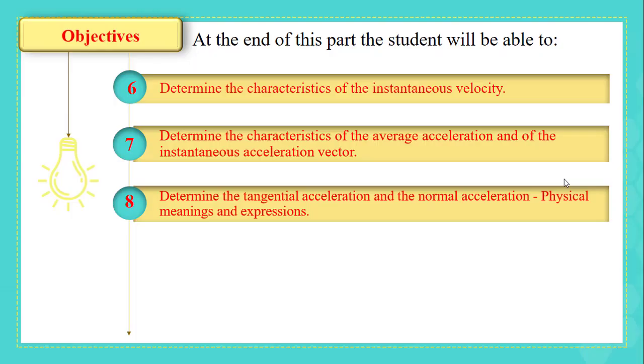In the previous part, we have determined the characteristics of the instantaneous velocity. At the end of this part, we are going to determine the characteristics of the average acceleration and of the instantaneous acceleration vector, and determine the tangential acceleration and the normal acceleration, the physical meanings and expressions.